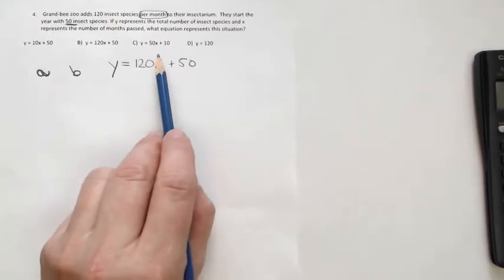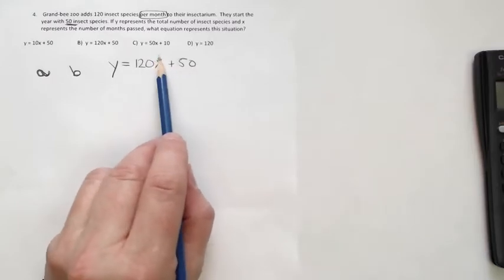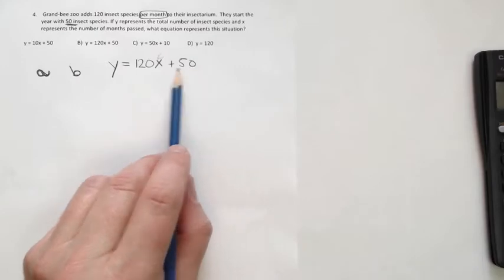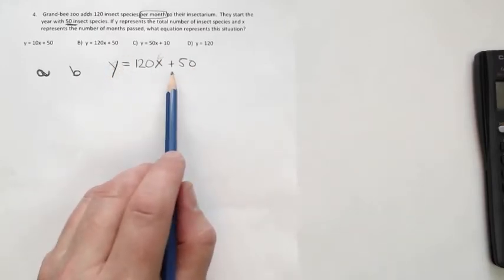And so you can see after 1 month, 1 times 120 plus 50 is 170. After 2 months, we'd go 120 times 2 plus the 50 that they began with. And that's the function that's going to allow us to calculate how many species they've got in the insectarium.